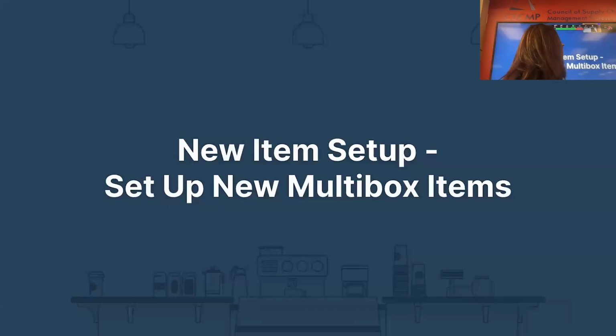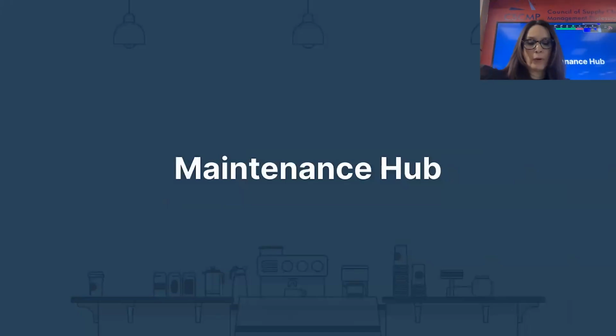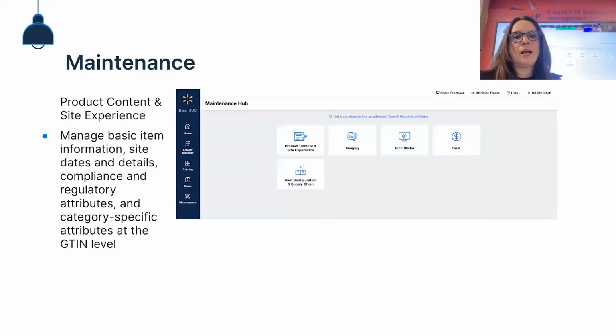Okay, so multi-box, I'm going to get out of there. Okay, maintenance hub. We're going to briefly go through maintenance hub, and then we'll go into more detail about it. Once again, Walmart has created Item 360 to be kind of a one-stop shop, so you can get a lot of the things you need done without having to go back to them constantly.